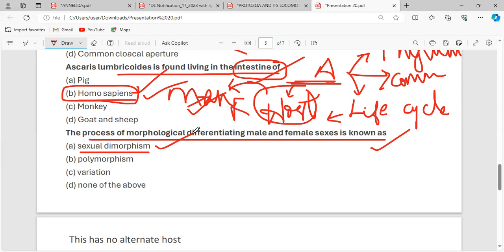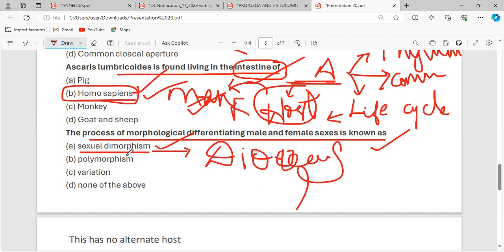The male has well-developed sperm, reproductive organs, and testes, and the female has well-developed ova, oviducts, and uterus. So sexually they are separate and very well developed. That is what is said to be sexual dimorphism. We can call them dioecious or unisexual. Everything will be the same.